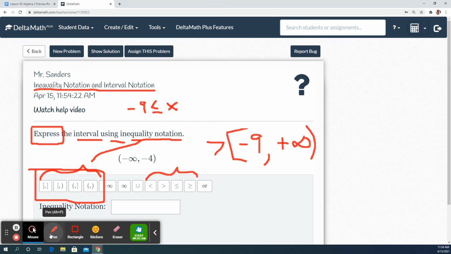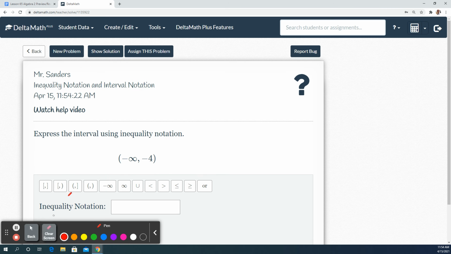All right, next one. Express the interval using inequality notation. All right, so inequality notation now. Negative infinity to -4, and we're not including -4. So these are all the numbers smaller than -4. x is all the numbers smaller, or x is less than -4. No equal sign down here because we're not including it. All right. And that's all there is to it.